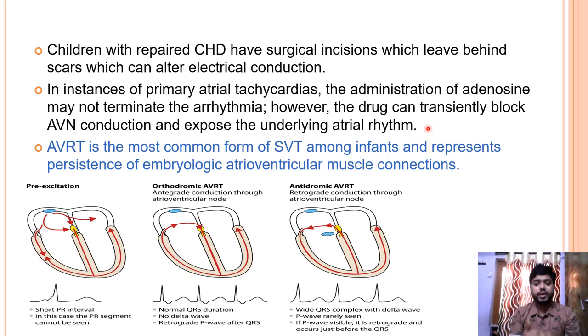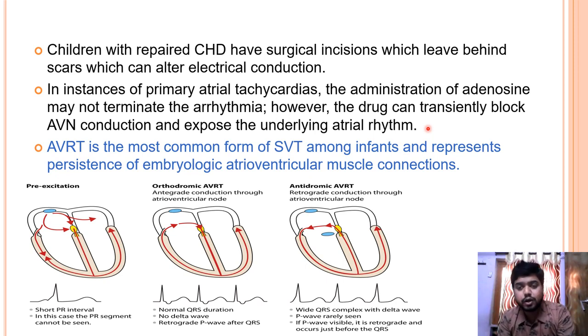Yes, this needs to be understood. This is a very important thing. What is the mechanism of action of adenosine? AV node blocker. So in some primary atrial tachycardia, the moment you give adenosine, it blocks transmission through the AV node. Then your underlying rhythm gets exposed, because if your AV node is not blocked, whatever is firing from the atria gets conducted to the ventricle, and it just manifests as tachycardia, tachycardia, tachycardia.